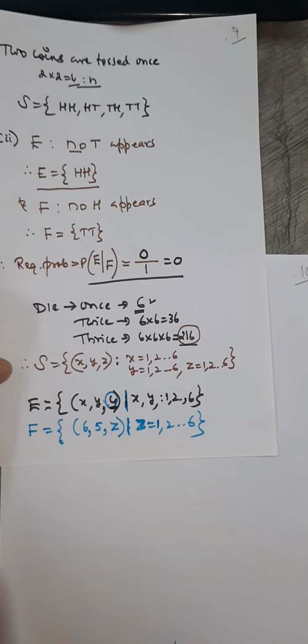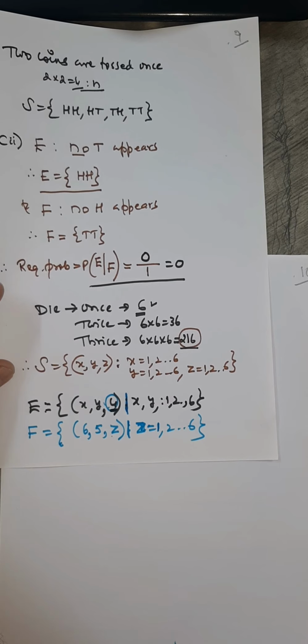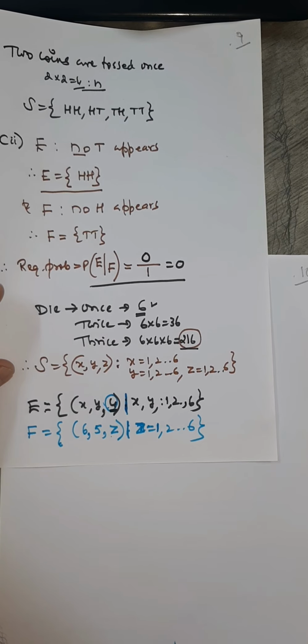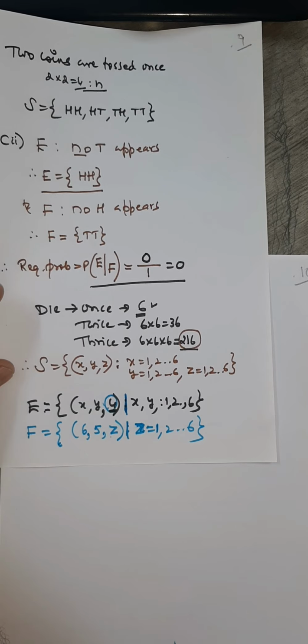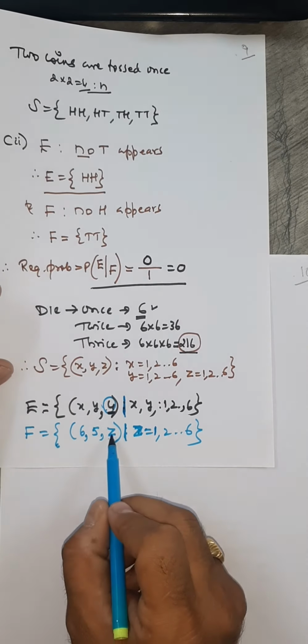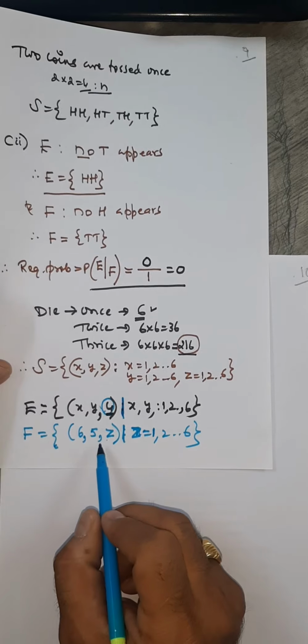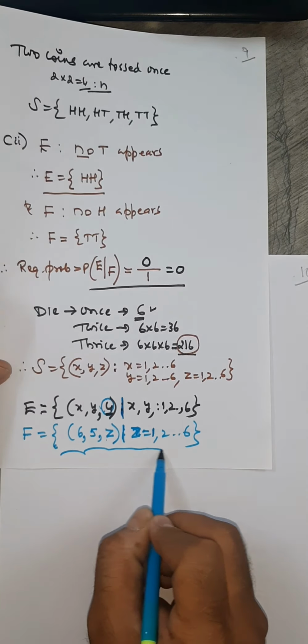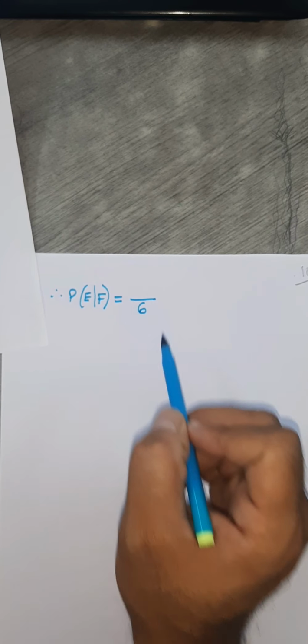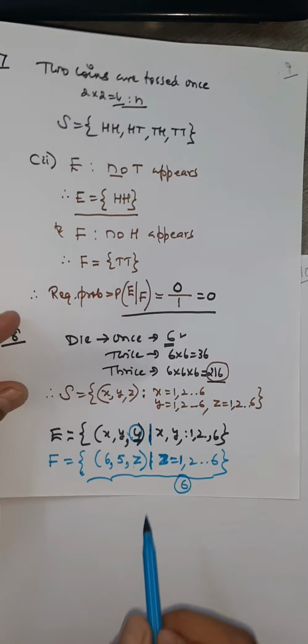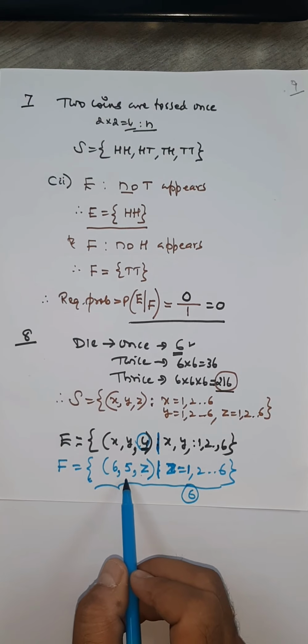F has how many outcomes? Can you tell me? F has total how many outcomes? 6 outcomes. Because here Z can be 1 to 6. So number of outcomes in this one is 6. So upon 6. Fine. Now the question comes to common in these two. Can you predict how many common?